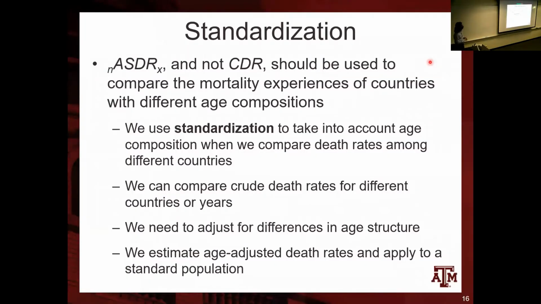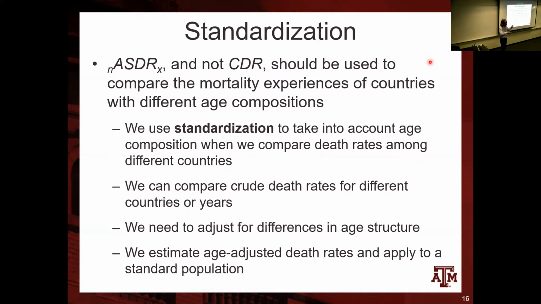So the first one, standardization. For the standardization, we're going to use the age-specific death rates, not the crude death rates. So we're going to use the death rates broken down by age group, because we want to compare the mortality experiences of countries that might have different age compositions. We use the standardization to take into account age composition when we compare death rates among different countries, because some of them have a higher proportion of people in younger ages, some of them have higher proportion of people in labor ages, and some of them have higher proportion of people in older ages.